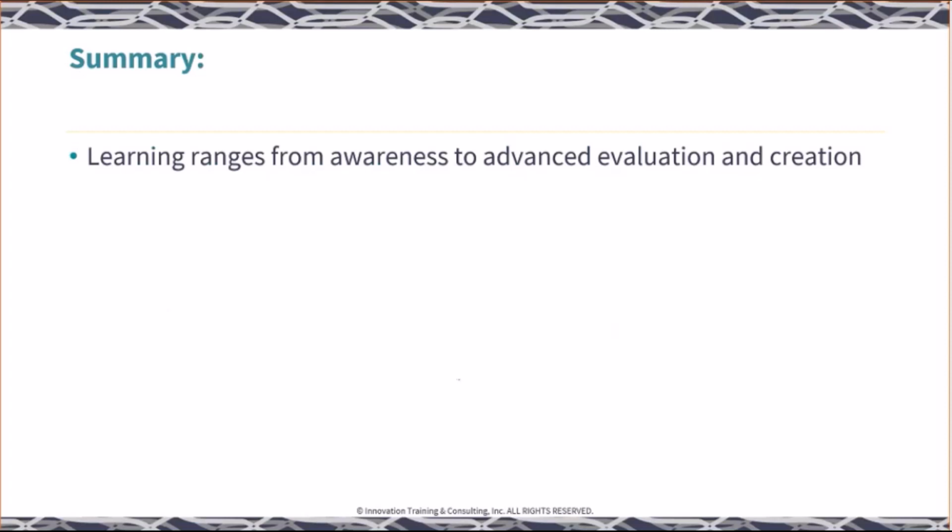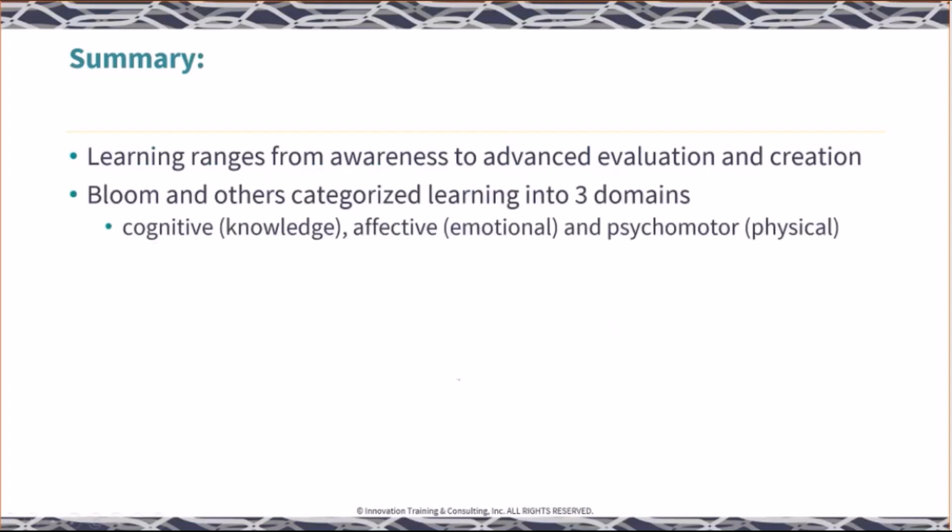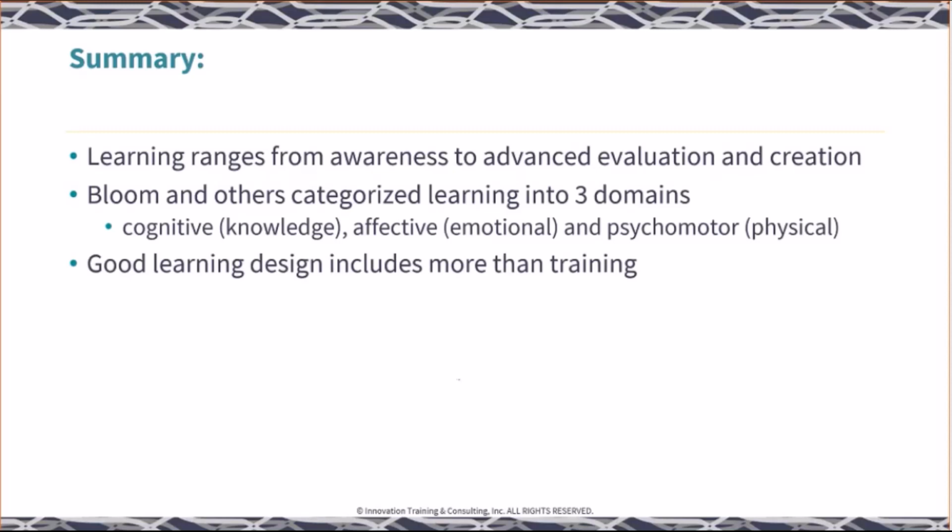There's a whole range of learning outcomes, from being aware of something versus being able to do more complex evaluation and creating new things. Bloom and others categorize learning into the 3 domains: the knowledge piece, which is cognitive, the emotional piece, which is affective, and the physical piece, which is psychomotor. And good training design includes more than just information. And then if you're doing training without an assessment that actually aligns with your expectations, you're probably not getting the value of the money spent.